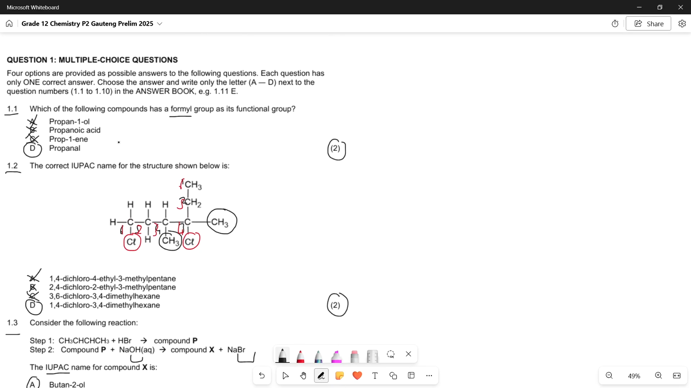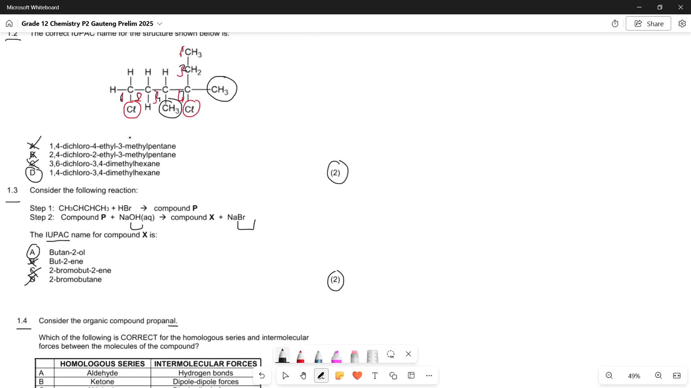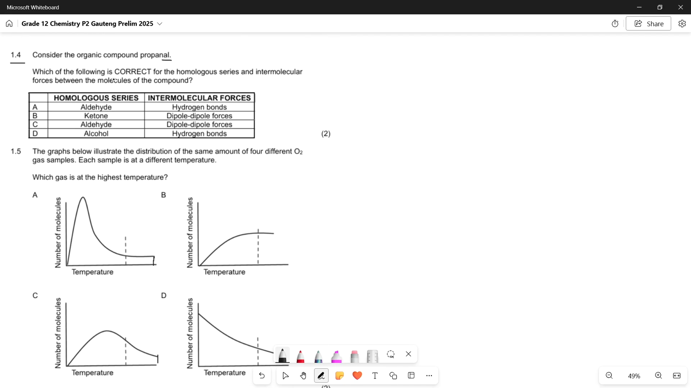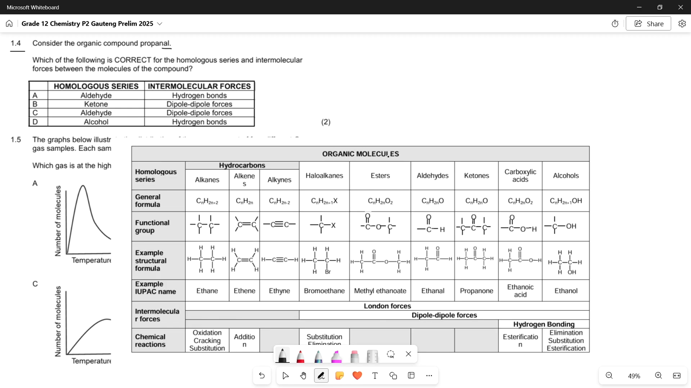Okay, so we were discussing propanal in 1.1 over here. That was an aldehyde, which means we are now dealing with the aldehyde here again. It's always nice to just look around in the paper to see if there are common patterns or questions that we've touched on earlier come up later as well. So it's saying which of the following is correct for the homologous series and the intermolecular forces between the molecules of the compound propanal. So just like we were looking at earlier, the organic molecules sheet that we have over here, we have our aldehyde, our propanal, as you can see, aldehyde here, the al over there, and then we have an al over here, our ethanal in this scenario on this picture.